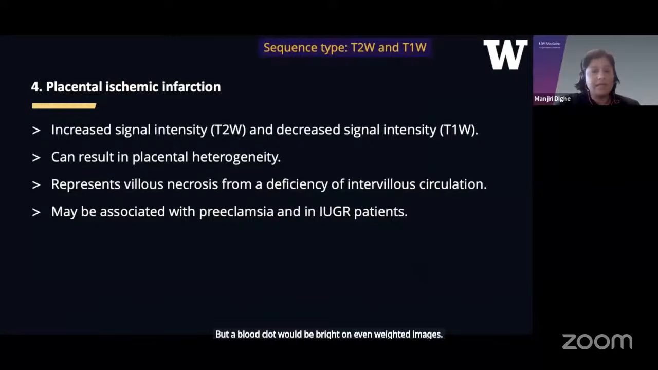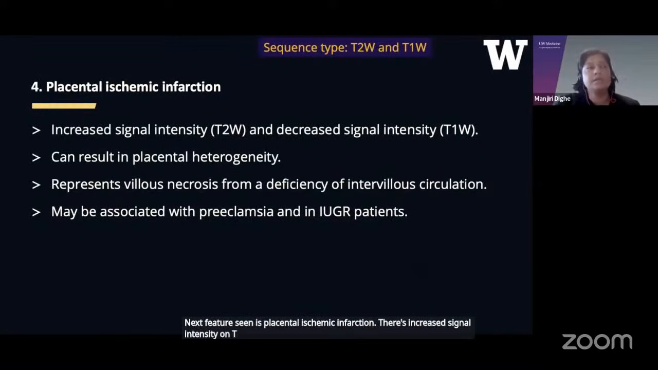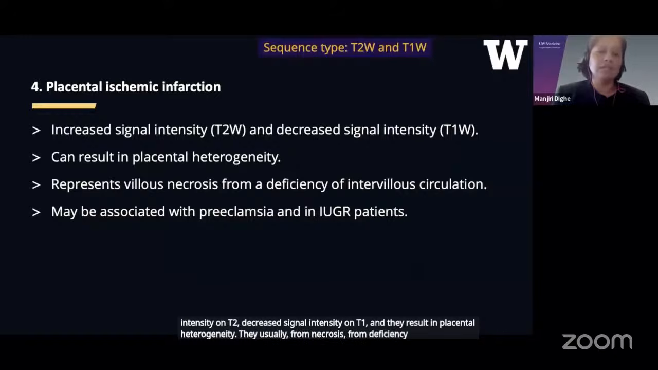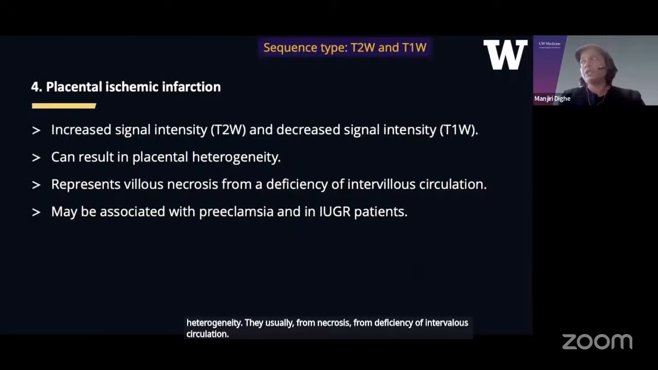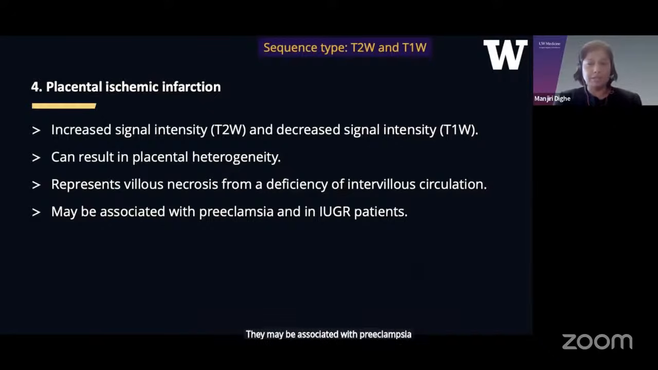Next feature seen is placental ischemic infarction. There's increased signal intensity on T2, decreased signal intensity on T1, and they result in placental heterogeneity. They usually result from venous necrosis, from deficiency of intervillous circulation. They may be associated with preeclampsia and IUGR patients as well.